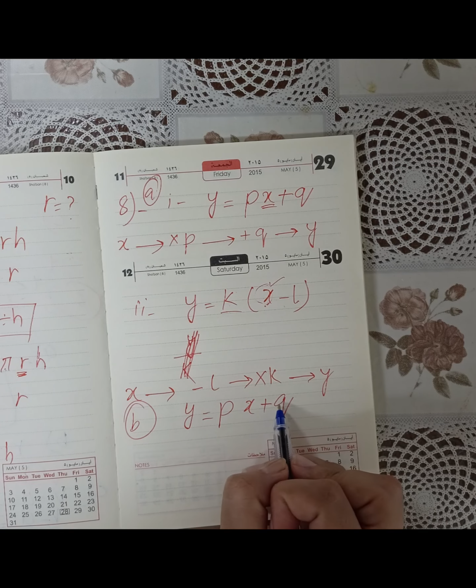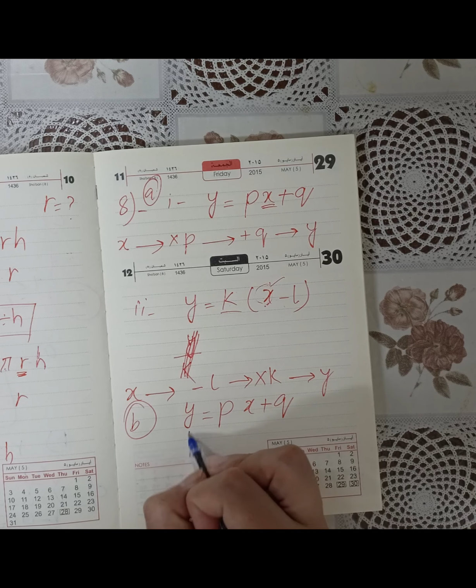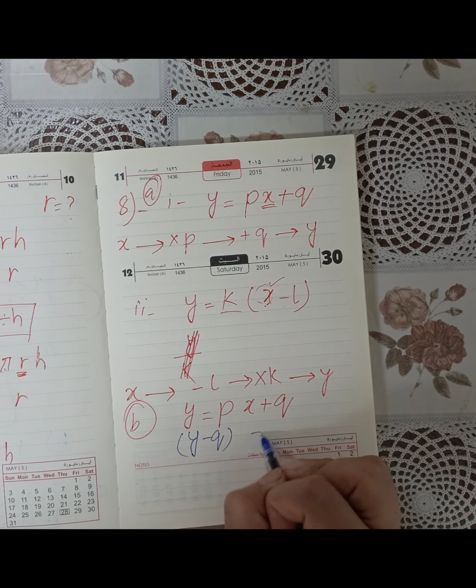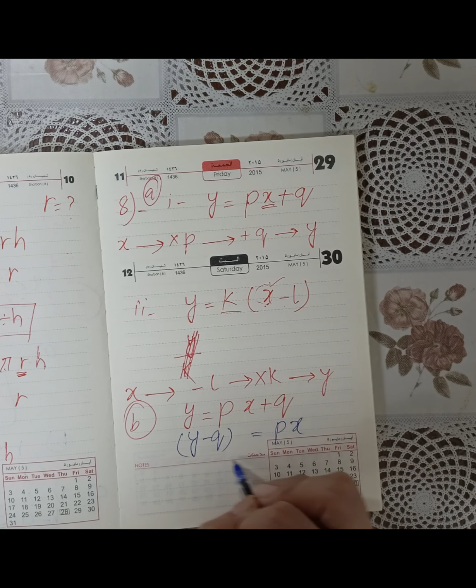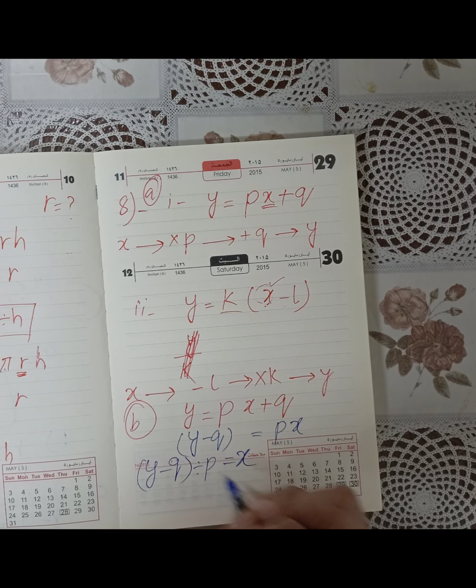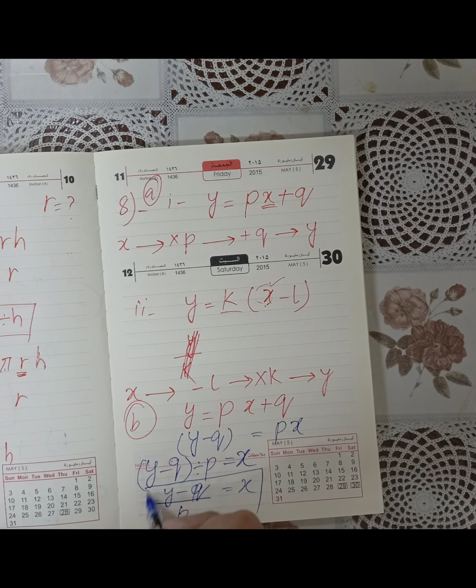I will send this q to the other side, y minus q. Okay, so it will be px. Then how will I find x? This p that is being multiplied here, it will divide on the other side, so x equals to y minus q divided by p. So this will be our subject x.